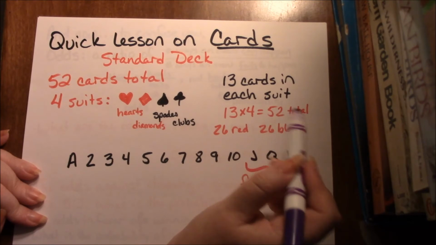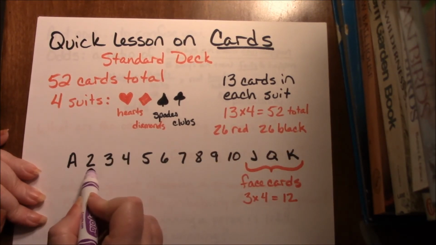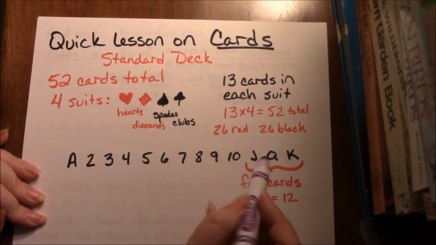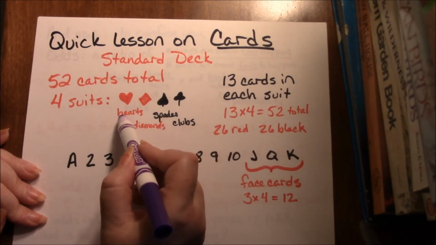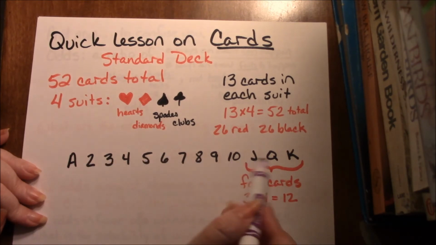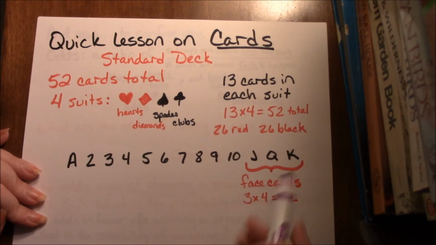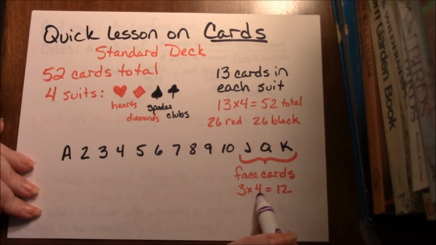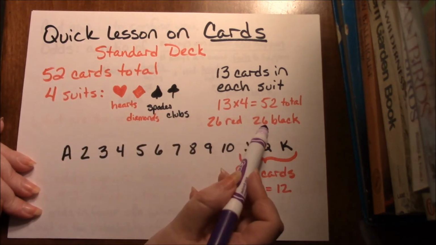So there are equal numbers of each number. There is ace, 2, they don't have a number 1, I don't know why. Ace, 2, 3, 4, all the way through 10, and then jack, queen, king in each suit. So you've got 13 of these with a heart on them, and 13 of these with a diamond, and so on. Each suit has 3 face cards. 3 face cards times 4 suits is 12 face cards total. 26 of the 52 cards are red and the other 26 are black.